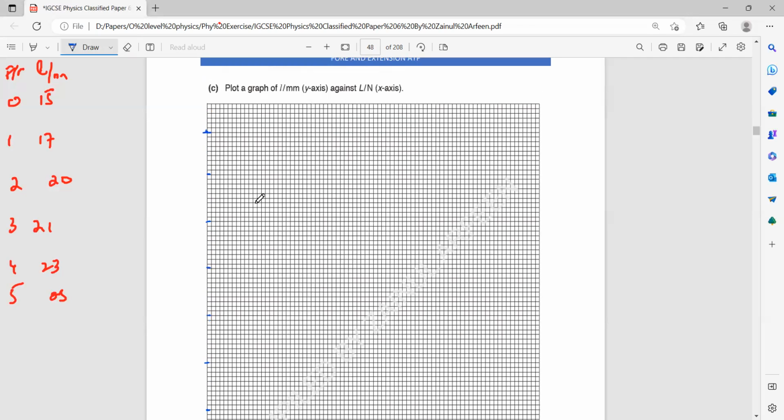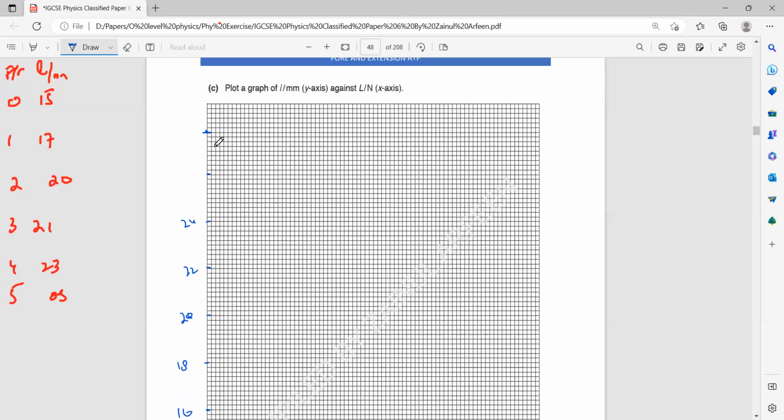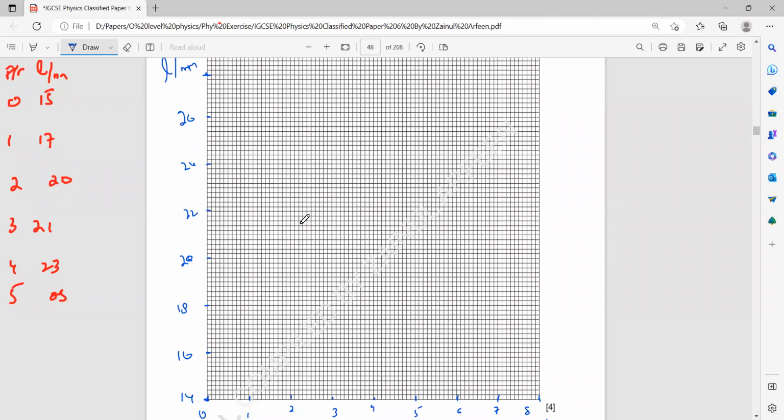So this will be, for example, 16 is there, then 18, then I have 20, 22, 24. I use more than 70% of the axis, so that is appropriate. And here I plot length and the unit is millimeter, so I'll write millimeter. So on the x-axis we have load, on the y-axis we have length. Then we have to plot the results.